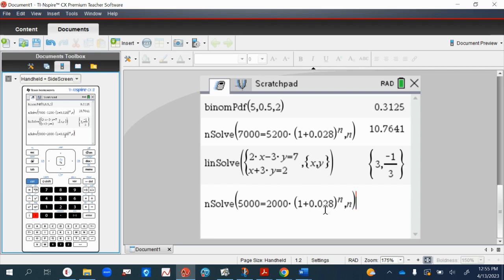And you can only solve for one unknown here. So when we did simultaneous equations, we had two unknowns, two equations. Here we've got one unknown, one equation. And then just press enter. So in this case then, it would be 33.18. And you have solved it.